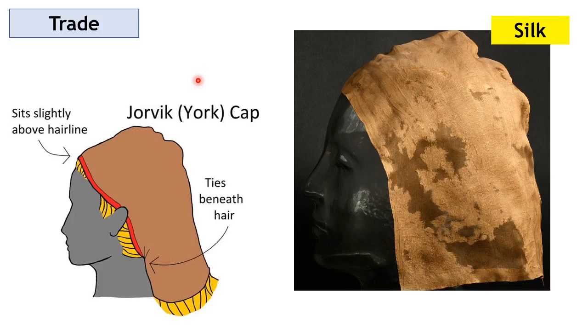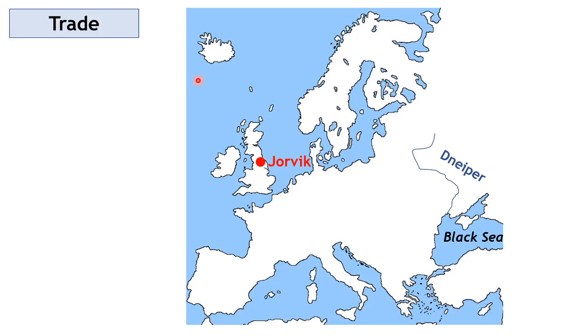Silk was incredibly expensive. So it was not ordinary Viking women who would have been wearing the silk cap. It was probably going to be incredibly high status Viking women, and maybe Viking women who were related to the Viking king who lived in Jorvik. We're going to talk about that in a second. Why was silk so expensive? Well, silk was so expensive because basically there was only one place in the known world that the Vikings could get silk from, and that was nowhere near Jorvik.